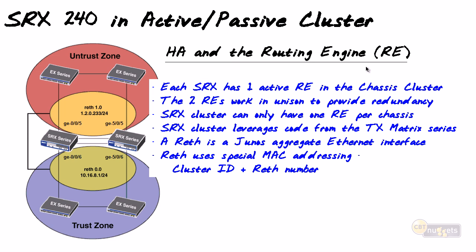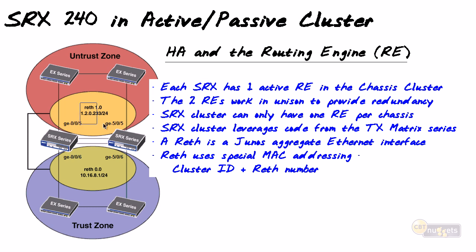When you have an SRX cluster, each SRX is going to have one active RE, routing engine. So each one of these has an active routing engine. So when you create your cluster, you're going to have 2 routing engines working in concert to provide your redundancy. And again, this cluster actually leverages code from the Juniper TX Matrix series. Now, the Junos operating system has a limitation where you can only support 2 routing engines per device. So, the SRX cluster can only have 1 RE per chassis. When you combine them together, that's where you get your 2 RE limit.